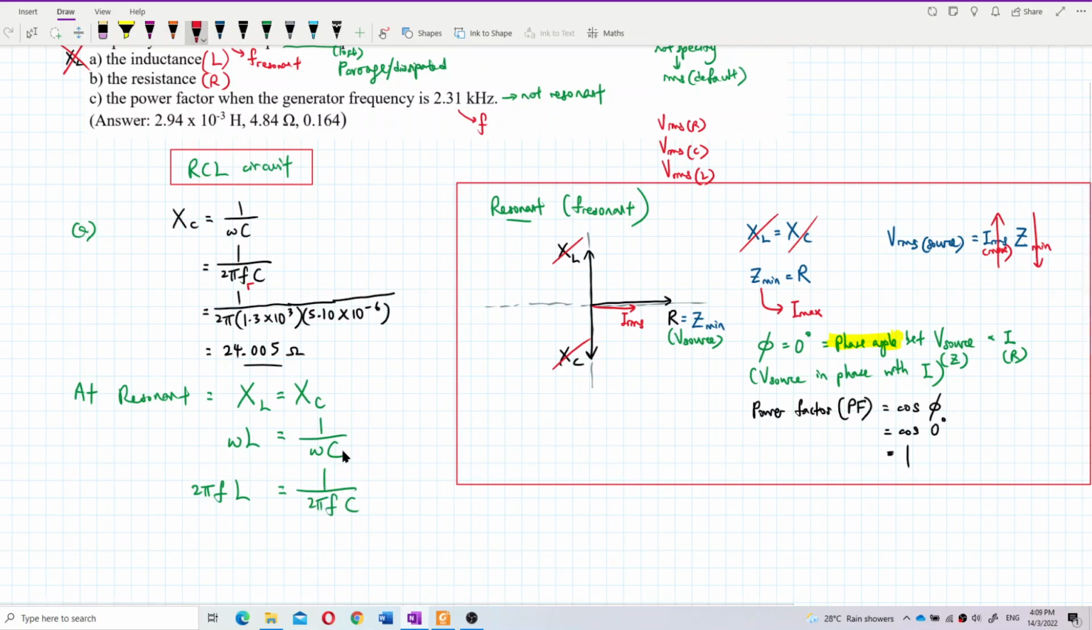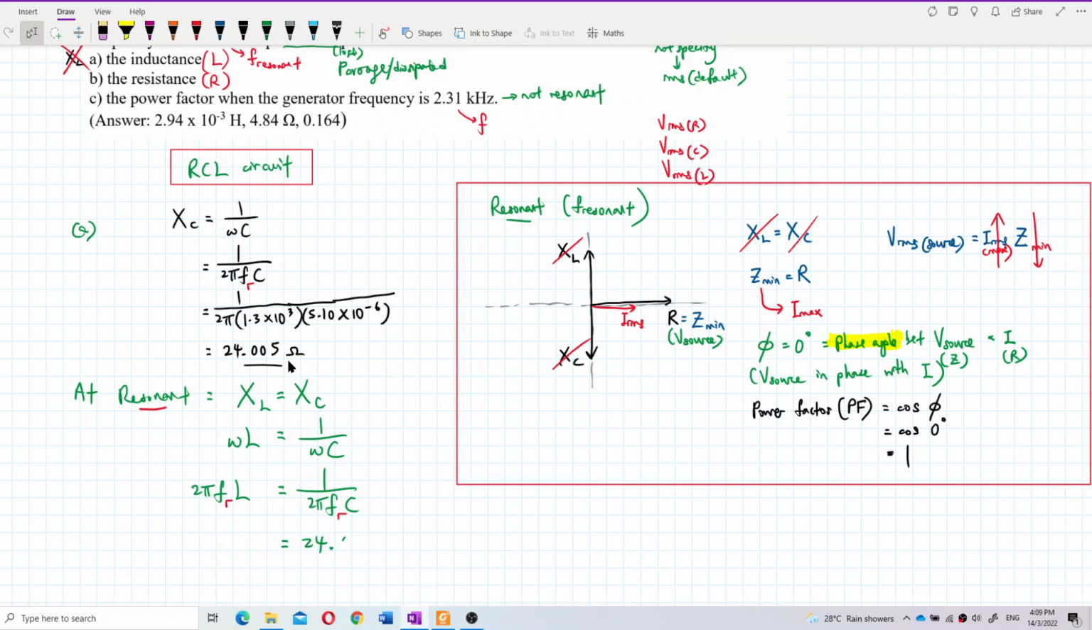And of course, this one is using the resonant frequency. This frequency is at resonance, so it's FR. But this part I no need to do, 1 over 2 pi FC, because I already done the formula. I got 24.005. I just substitute into that, because I already found it earlier using the resonant frequency.